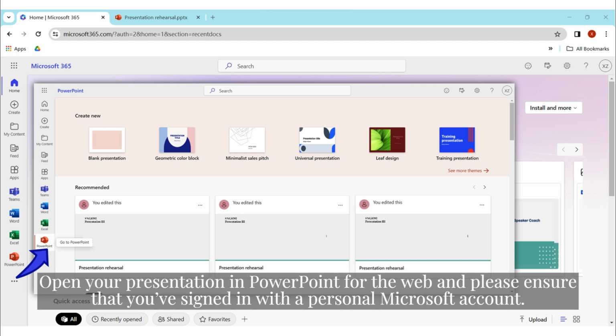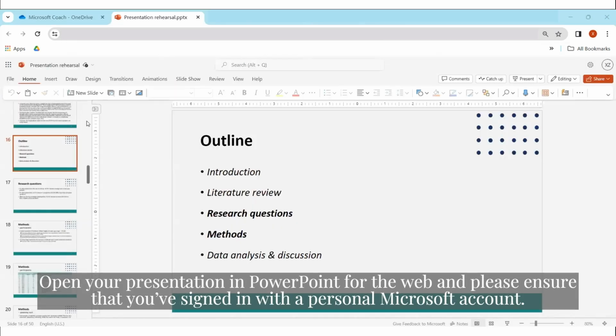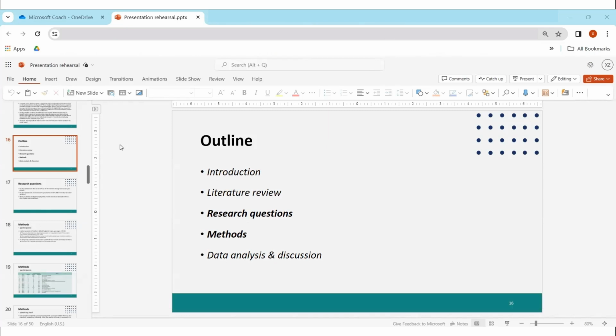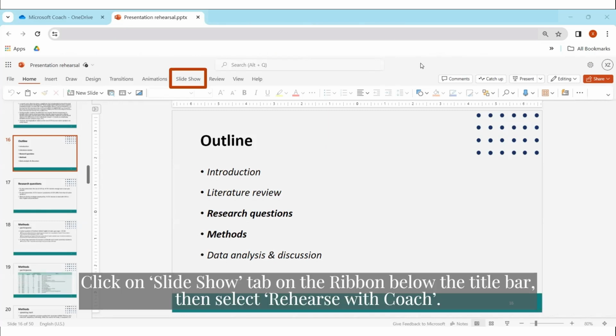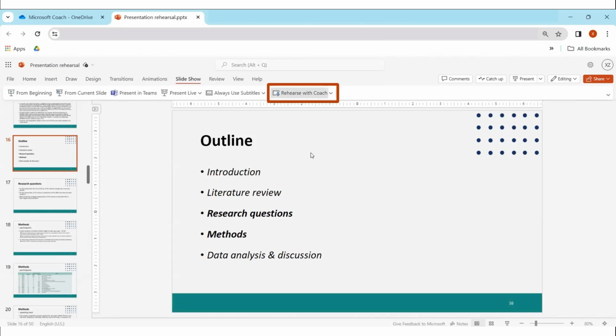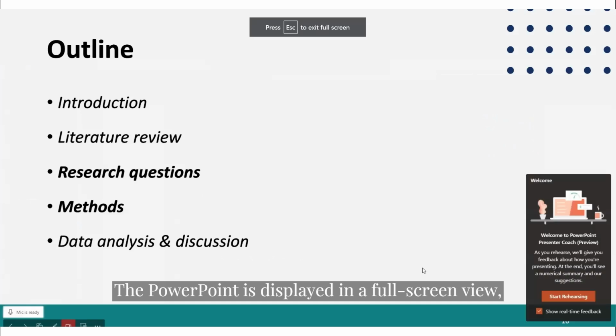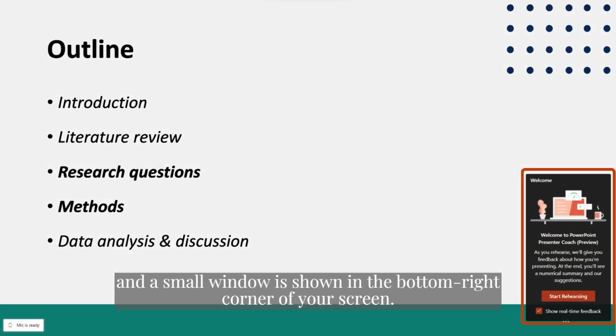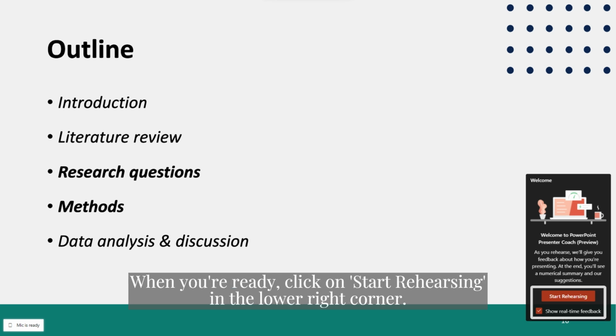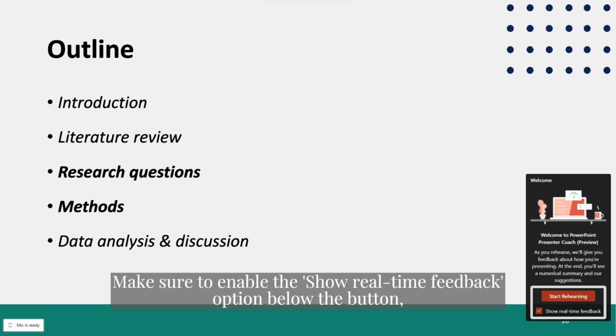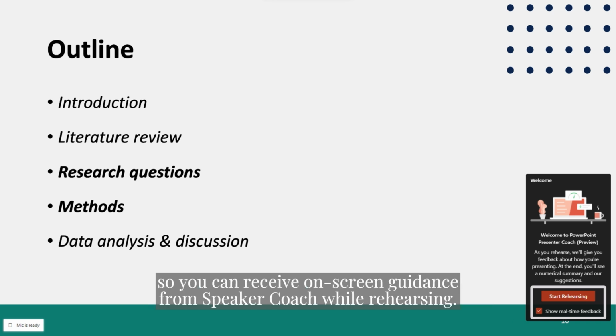Open your presentation in PowerPoint for the web, and please ensure that you've signed in with a personal Microsoft account. Click on Slideshow tab on the ribbon, below the title bar, then select Rehearse with Coach. The PowerPoint is displayed in a full screen view and a small window is shown in the bottom right corner of your screen. When you're ready, click on Start Rehearsing in the lower right corner. Make sure to enable the Show Real-Time Feedback option below the button, so you can receive on-screen guidance from Speaker Coach while rehearsing.